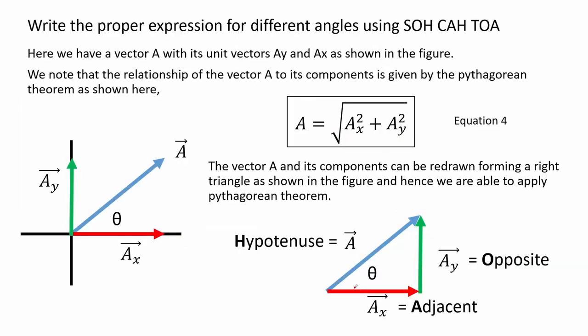We are to write the proper expression for different angles using SOH CAH TOA. Here we have a vector A with its unit vectors i and j as shown in the figure. We note that the relationship of the vector A to its components is given by the Pythagorean theorem as shown here in equation 4. The vector A and its components can be redrawn forming a right triangle as shown in the figure, and hence we are able to apply the Pythagorean theorem. So vector A is the hypotenuse and the components are its opposite and adjacent with respect to the angle theta.